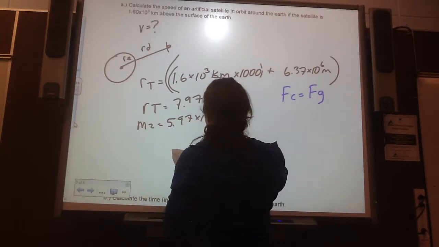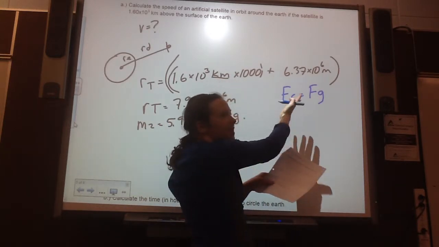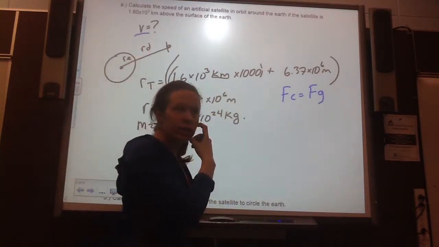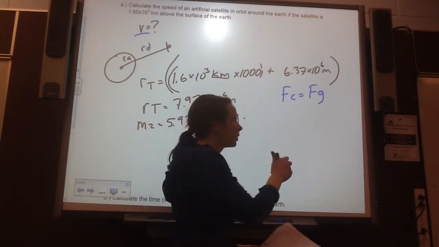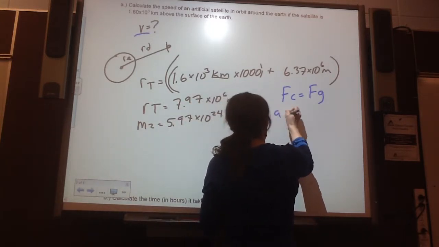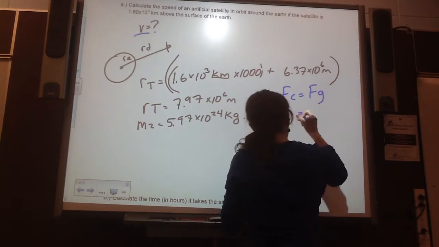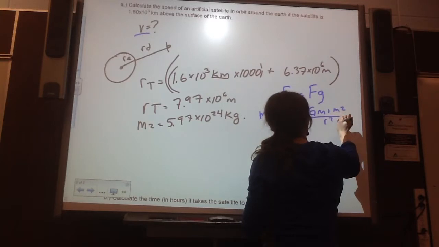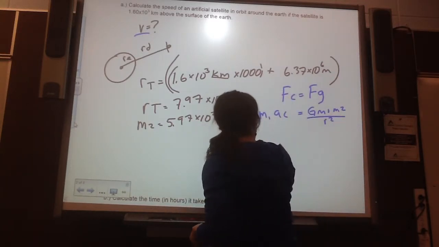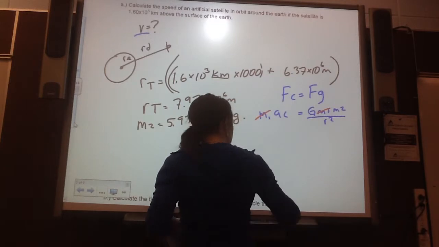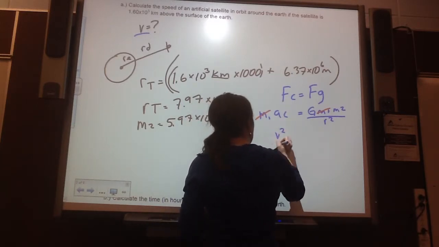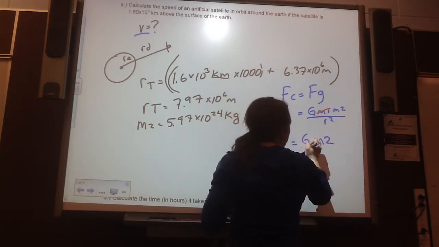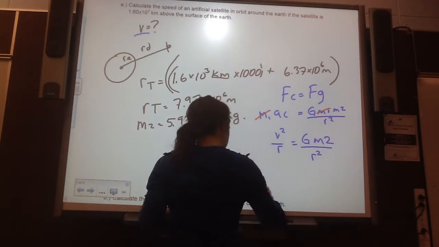Okay, so I need my FC to include a V because that's what I'm looking for. So I'm going to make sure that my FC that I choose has an AC with a V. So M1 times AC is equal to G times M1 M2 over R squared. The M1s both cancel out. And I'm going to use AC as V squared over R is equal to G times M2, not M squared, over R squared.